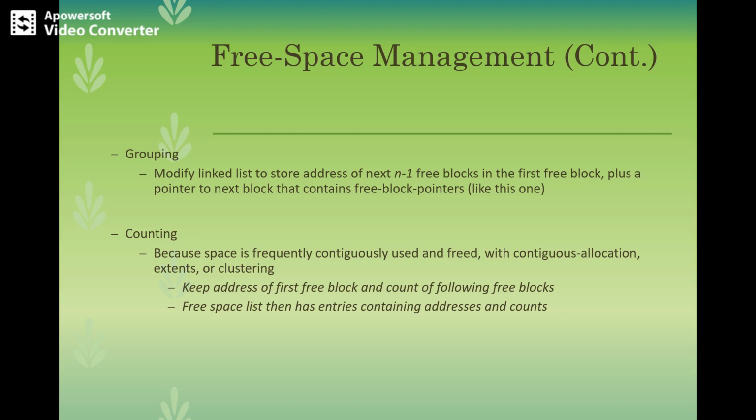This is a modification of the linked list, and it stores the addresses of the next n minus 1 free blocks in the first free block. And there is also a pointer to the next block, which contains the free block pointers. The next concept is counting. So totally how many approaches have we got? We have got 4 approaches. One is bitmap or bit vector. Next is linked list. The third technique is grouping, and the fourth one is counting.